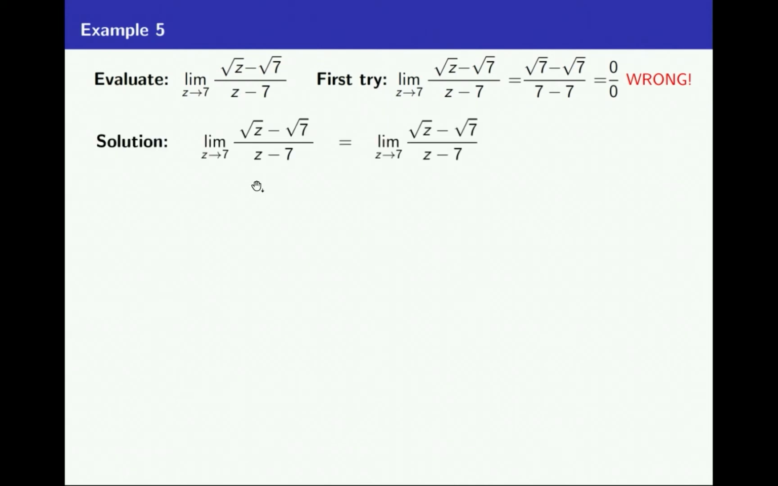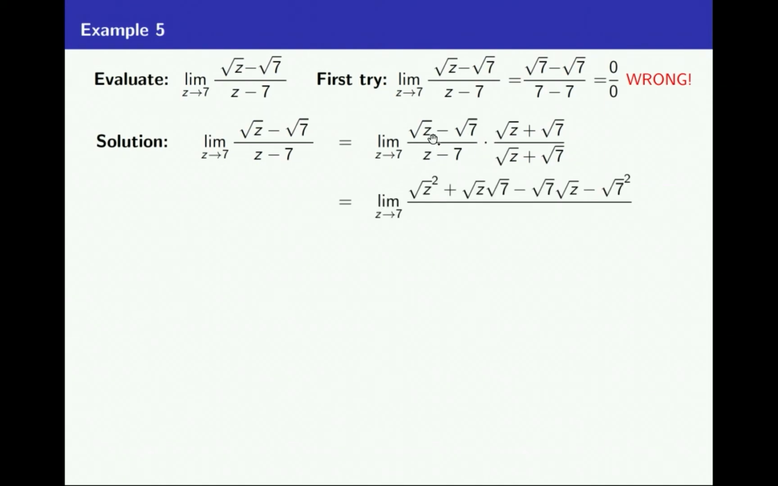Now I'll show you a trick that you can use when radicals are involved, and especially when you have a difference of two radicals. You can take this limit and multiply by the conjugate of the square root of z minus the square root of 7 divided by itself. And the conjugate of that expression is just that expression with the negative changed to a positive. So here we're multiplying this limit by 1 in this convenient form. Now, why would we do that?